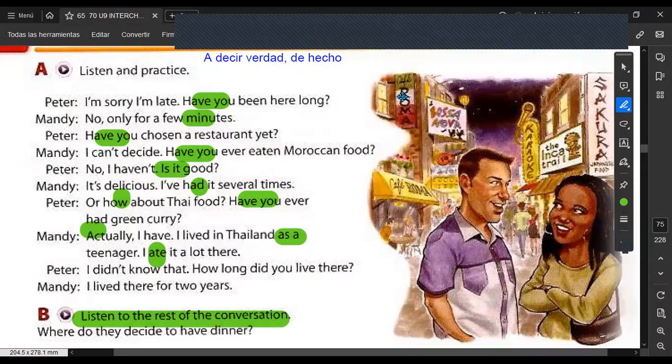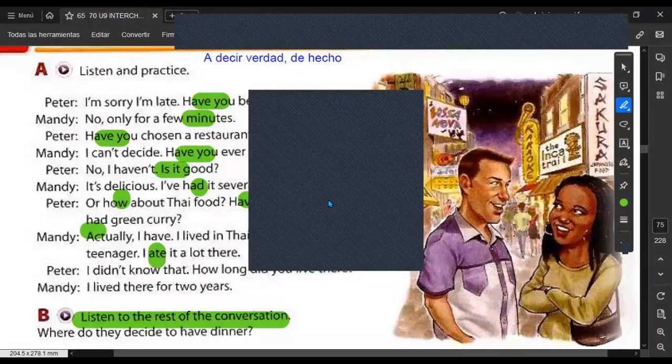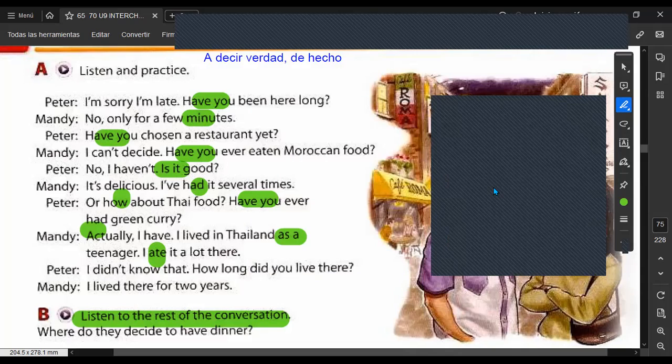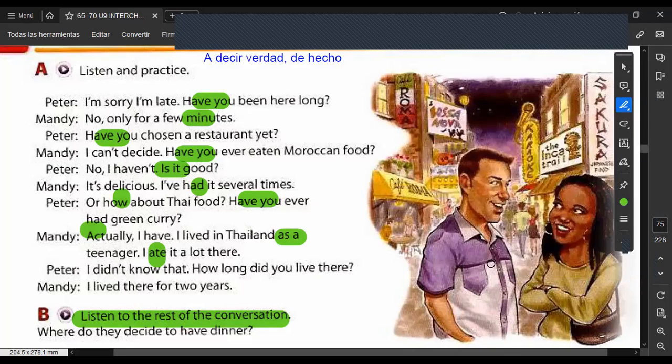Part B. Listen to the rest of the conversation. Where do they decide to have dinner? So what about dinner? I'm hungry. Have you tried Sakura? They have excellent sushi. Actually, I had Japanese food for lunch. Well, how about Italian food? Cafe Roma is a great place, and it isn't far. That's fine with me. I love Italian food.